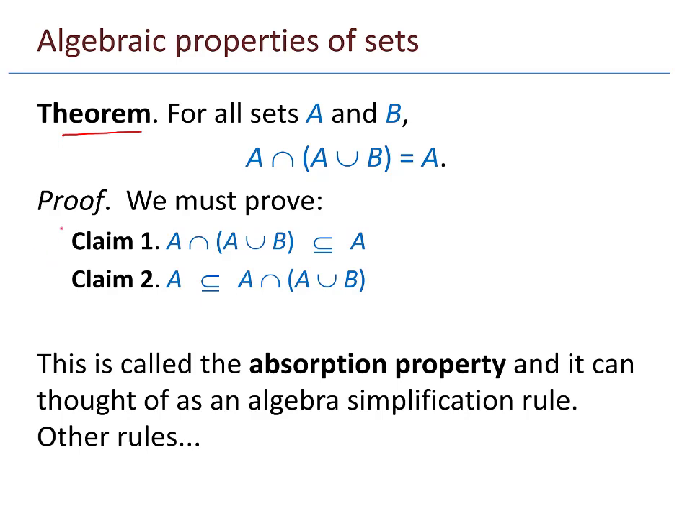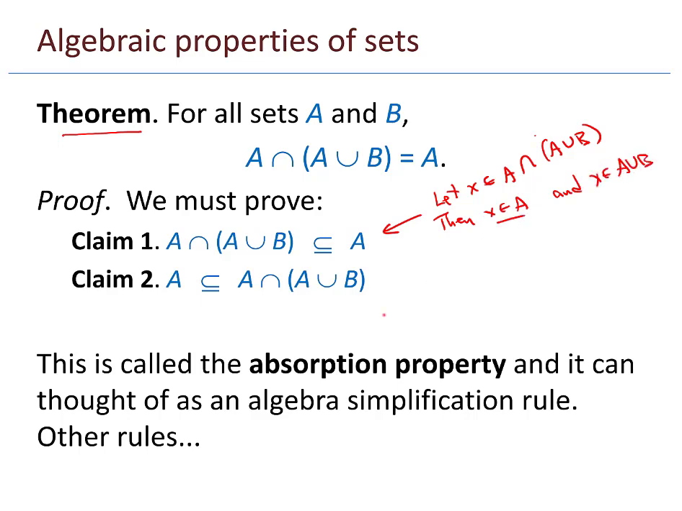And you can see here's the claim 1 that I need to show and claim 2. These are pretty easy. I'll do claim 1 and I'll leave claim 2 for you. How is claim 1 going to work? Let X be an element of A intersect (A union B). Then what does that really mean? Then X is in A and X is an element of A union B.